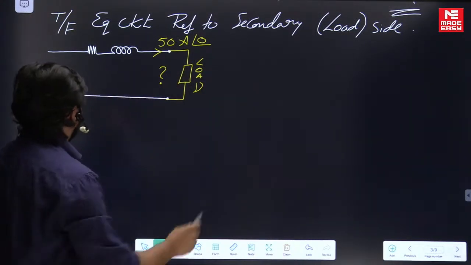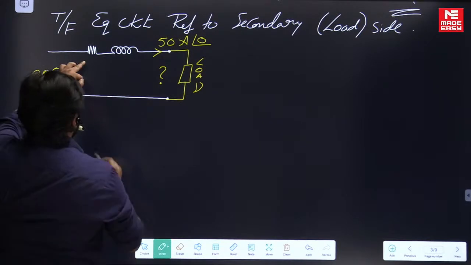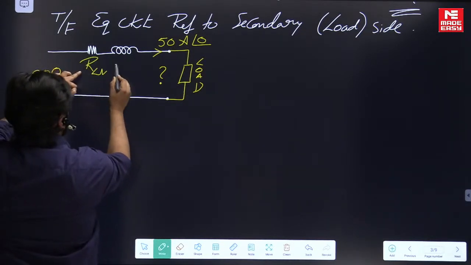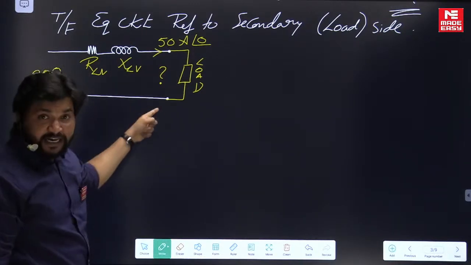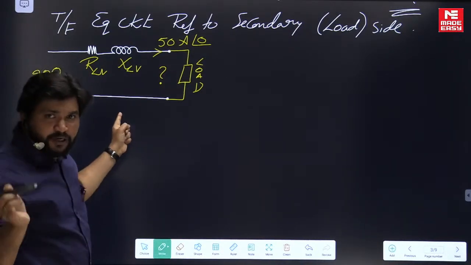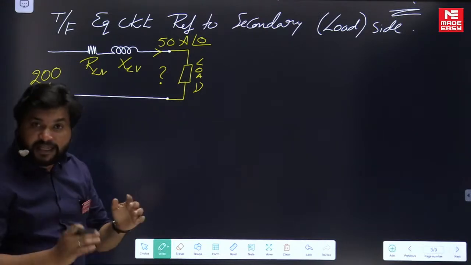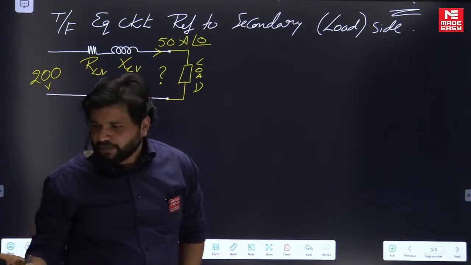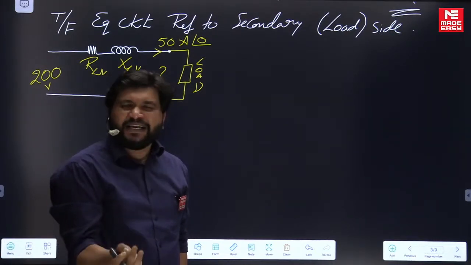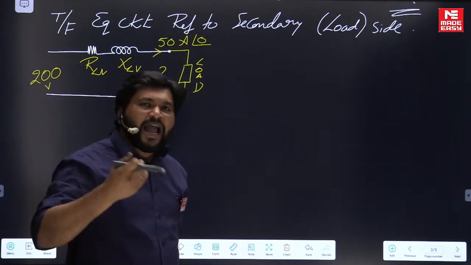Next, here RLV, XLV, because this belongs to the LV side. This transformer is 400 by 200 volt, right? So that is the LV side. And what you are given here are percentage values, 3%, 6%. Easily you can calculate them into actual values.